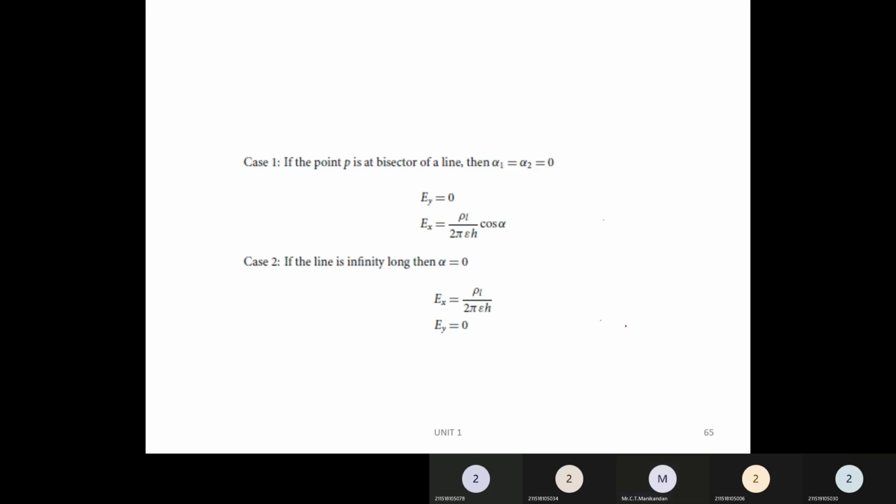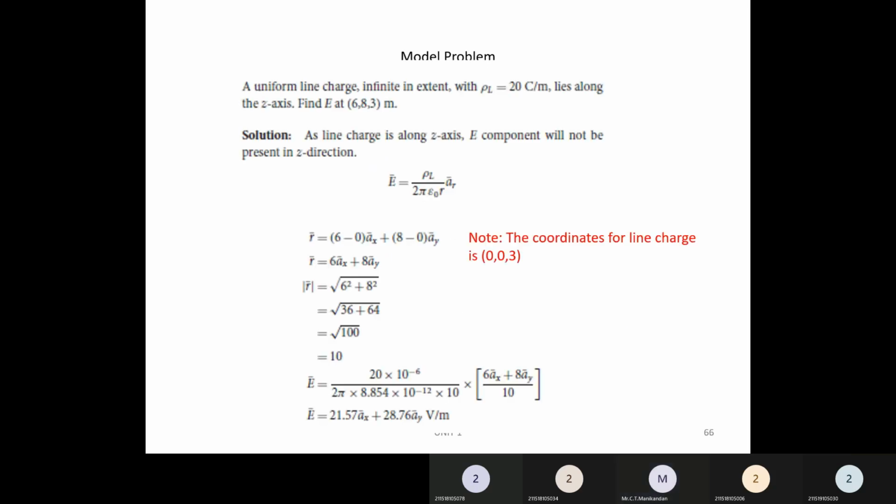So what is the electric field formula due to an infinite line charge? Just now we have seen rho L divided by 2 pi epsilon h. Here the h value is not given straight away; it is given in terms of points. So first we have to find it in vector form, and finally we can reduce it into the normal scalar form. So the formula is rho L by 2 pi epsilon naught r into the AR vector. Instead of h, you use r into the AR vector.